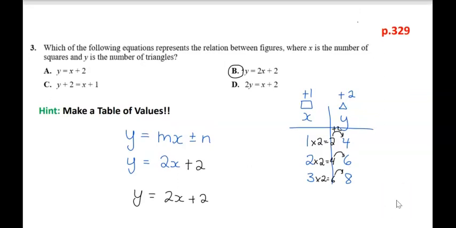Now you should be ready to tackle question number 4. How many triangles would there be in a figure with 15 squares? You can use your equation, use substitution to solve for what they're looking for. In this case, you're looking for triangles, so you're going to be looking for your y value.